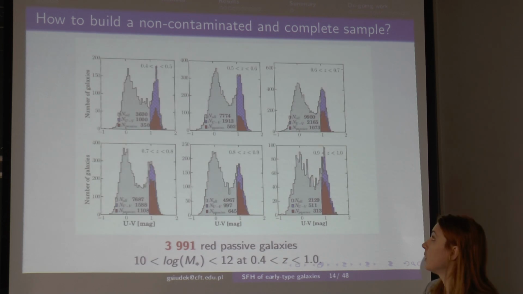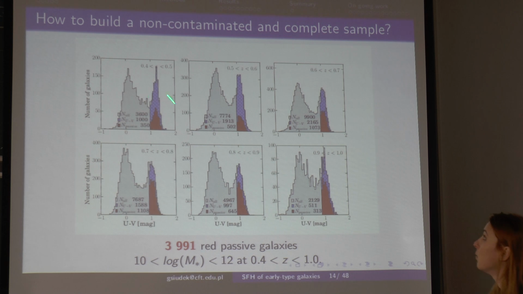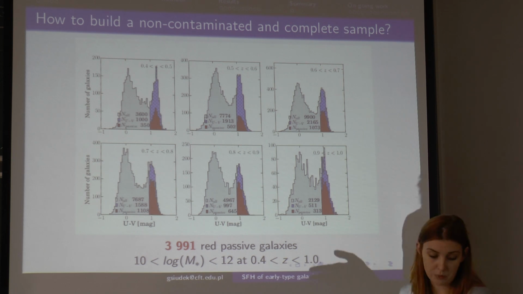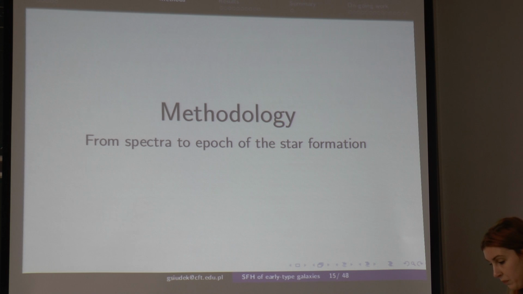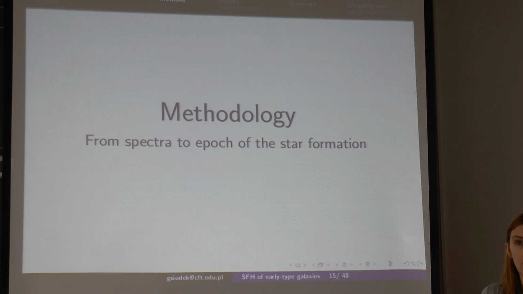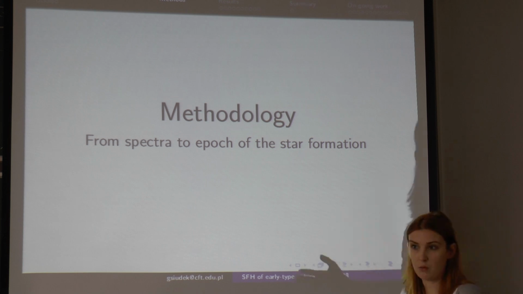And this is the UV distribution. In blue, we have these red passive galaxies selected with this bimodality criterion, but I cut the final sample, shown in red. This is the high quality sample of 4,000 red passive galaxies in a wide range of stellar masses observed up to redshift 1. So I have a large sample of red passive galaxies observed 8 billion years ago.